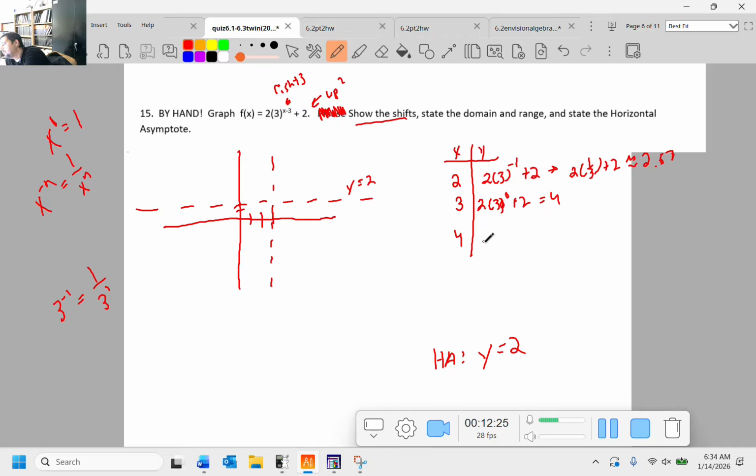If you plug in a 4, you'll have 2 times 3 to the first. And I know full well that there's probably 15% of my juniors who have no idea what 3 to the first is.